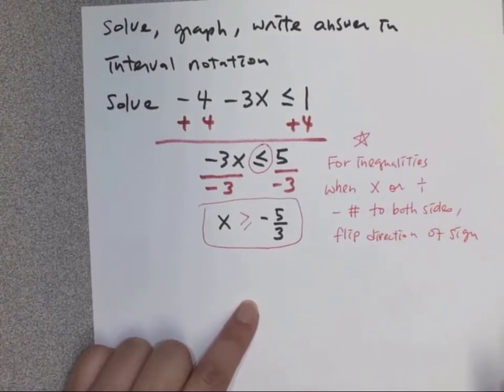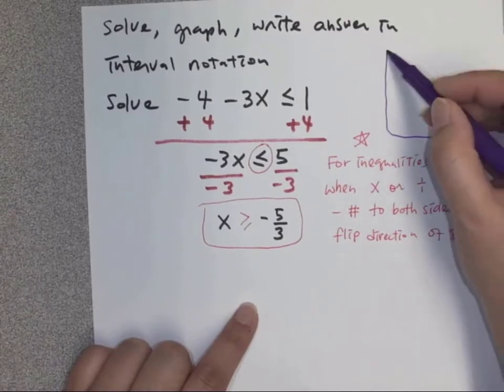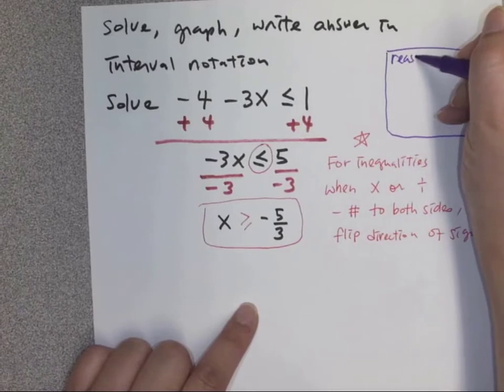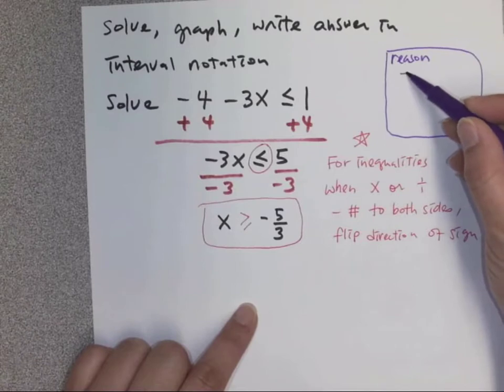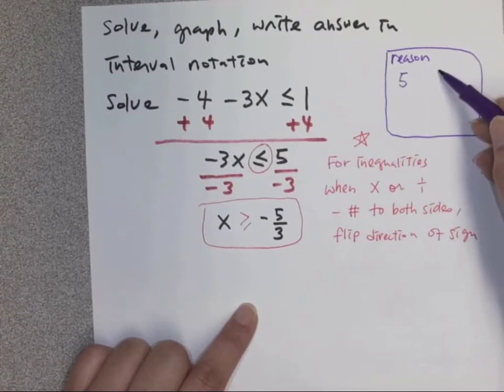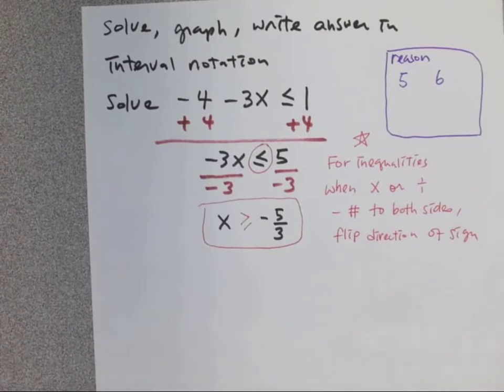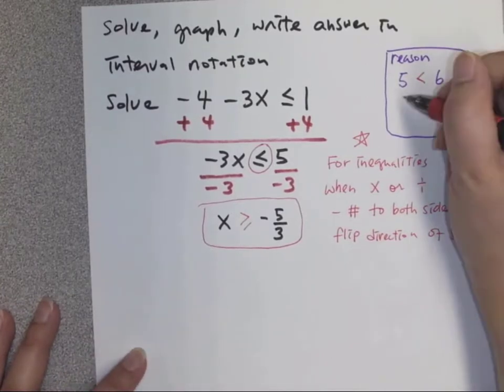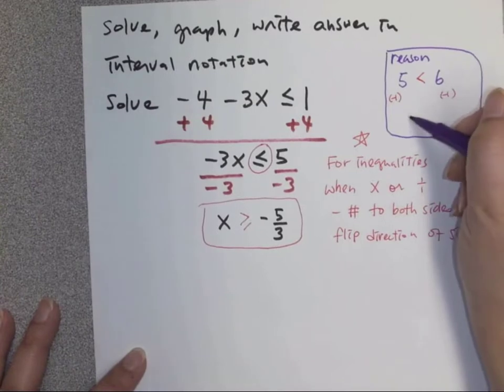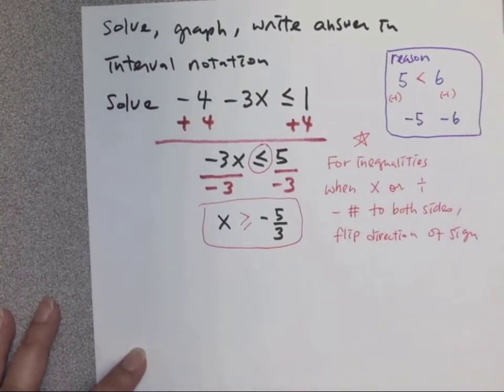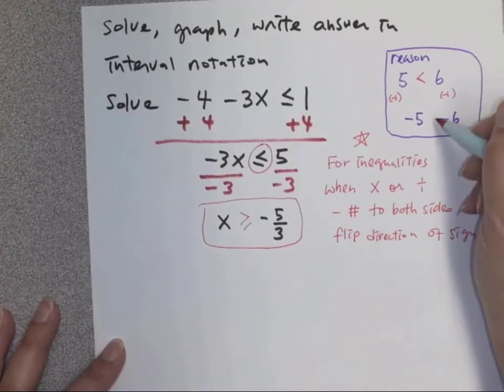So the reason for that is, say if I have 5 and 6. Okay. Is 5 less than or greater than 6? Less than 6, right? But if I multiply negative 1 to both sides, then I'm going to have negative 5 and negative 6, right? So now which one is smaller? Negative 6. So it's kind of changed the dynamic of them.